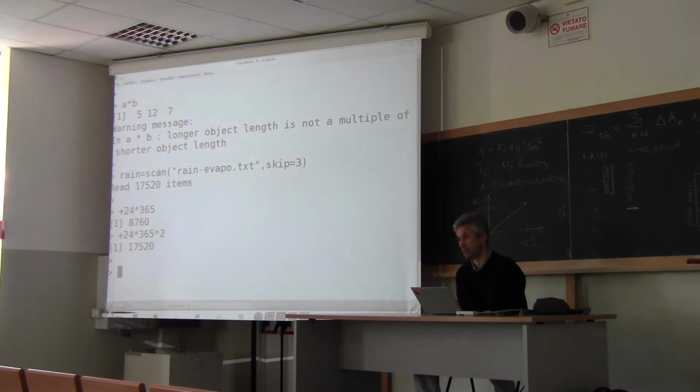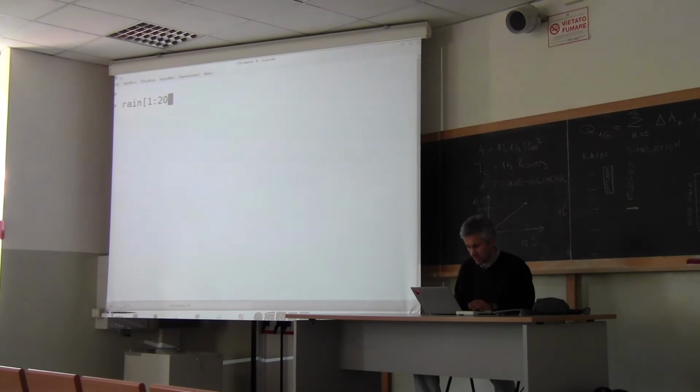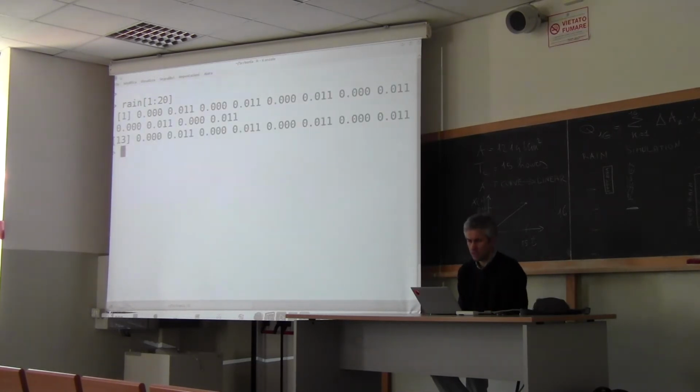Now we have the problem that we uploaded rainfall data plus evapotranspiration data. Now we have the problem of eliminating the evapotranspiration data. And this is a bit tricky because what I uploaded is a vector. Let me show you what we uploaded just in order to get it clear. So let me show rain from 1 to 10 or to 20, let's say. This is the way to show the given elements of a vector. So what you see is 0 and 0.011, 0, 0.011.